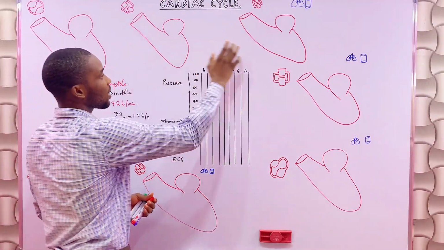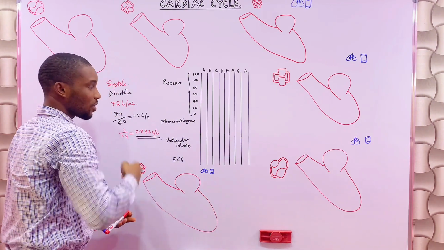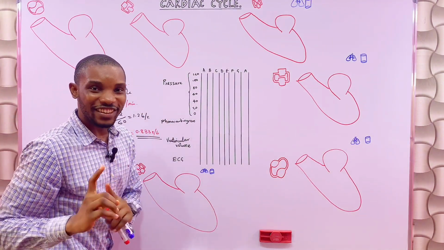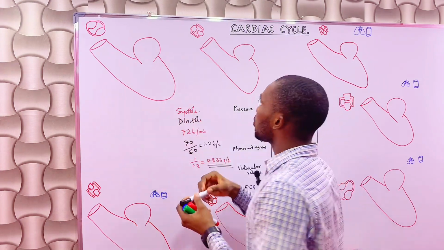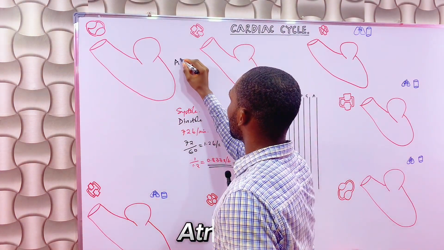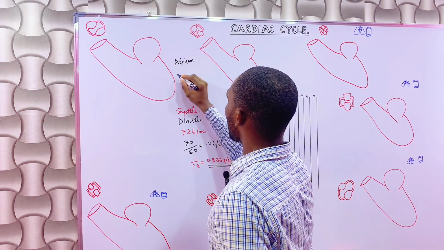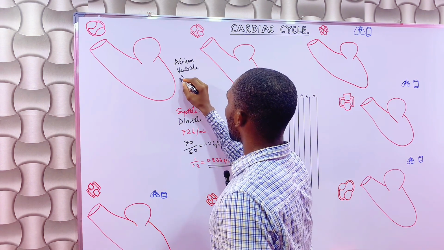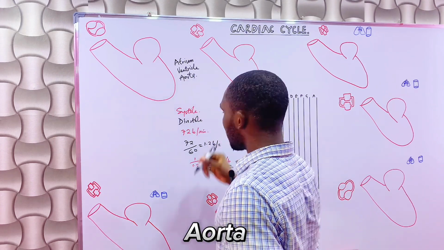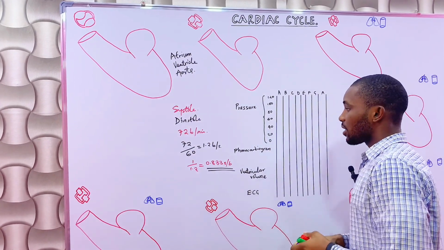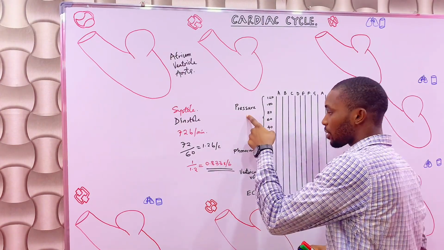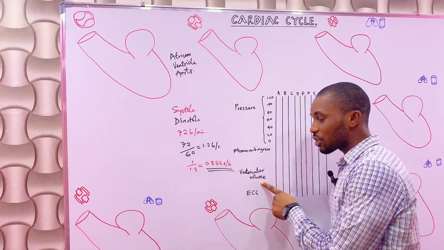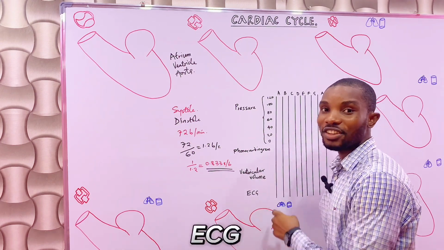Now looking at the various diagrams over here, we'll use them to illustrate all the events. Each diagram illustrates one event. For each event, we look at what happens in the atrium, what happens in the ventricle, and what happens in the aorta. And then we'll look at this graph over here discussing the pressures, the phonocardiogram, that's the heart sound. Then we look at the ventricular volume and then the ECG.